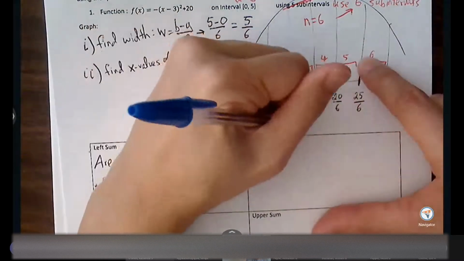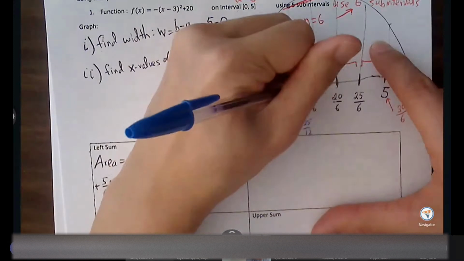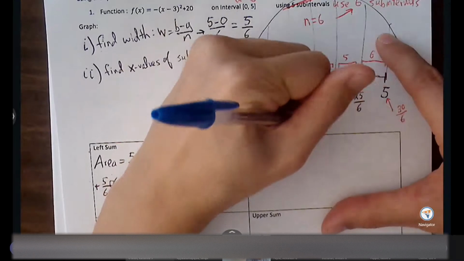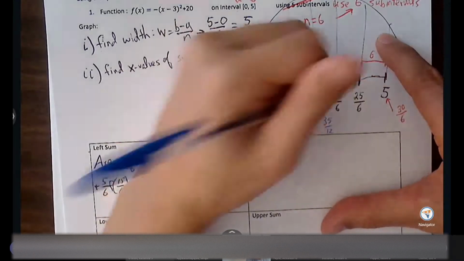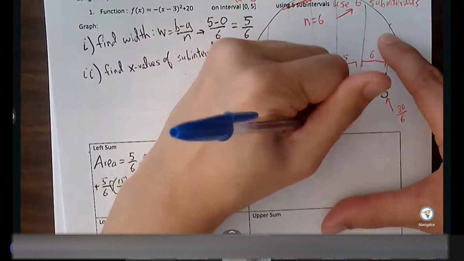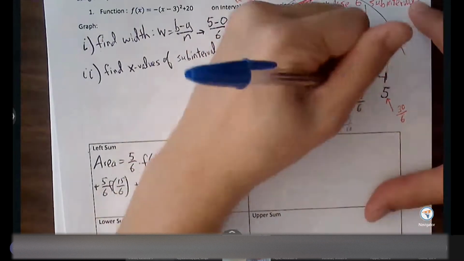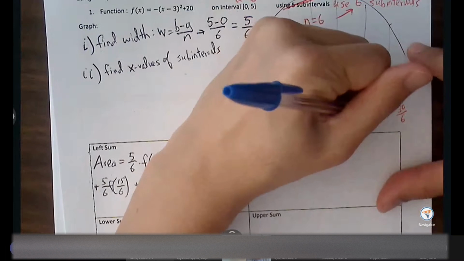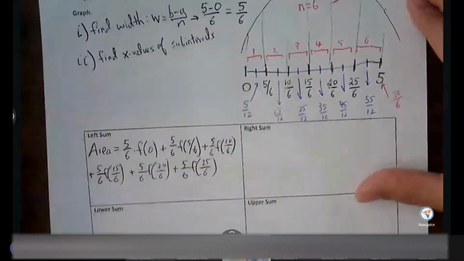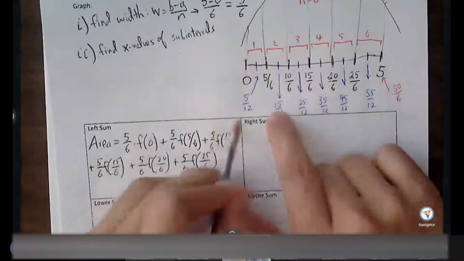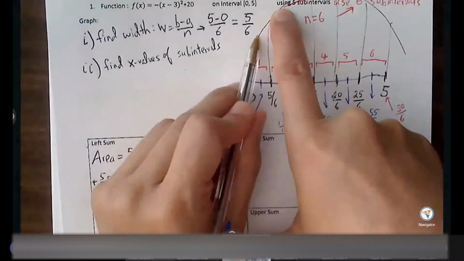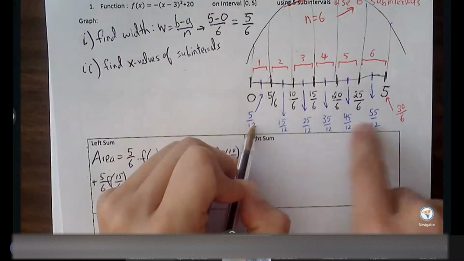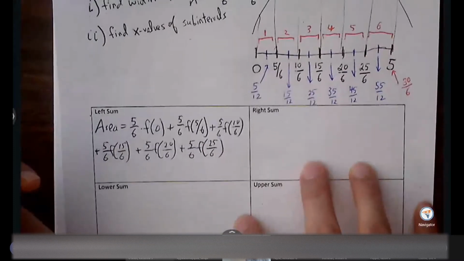25 over 12. 35 over 12. 45 over 12. And then 55 over 12. So we're going to take these x values and attach them to the function. So these are going to be where we're finding our heights for each rectangle.